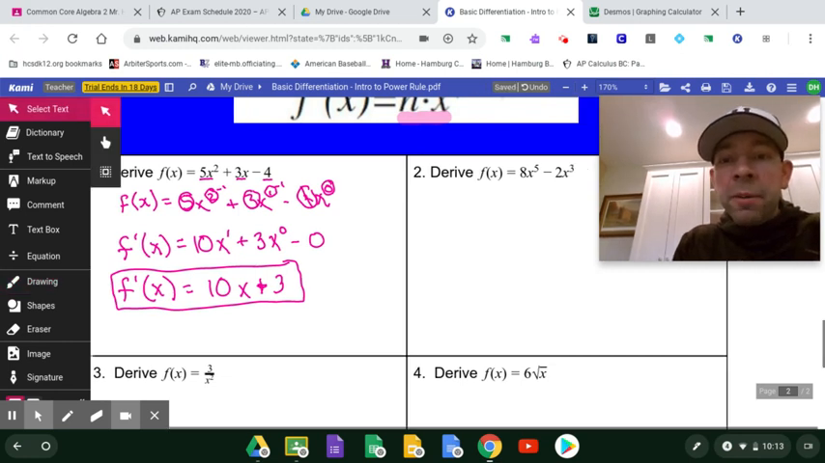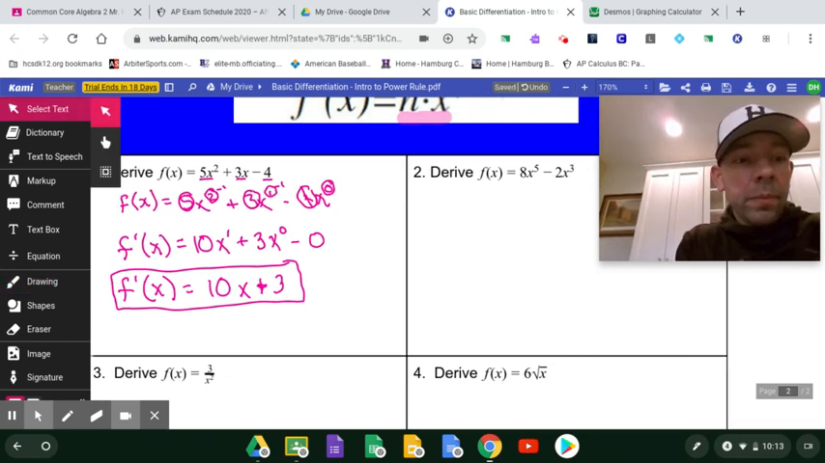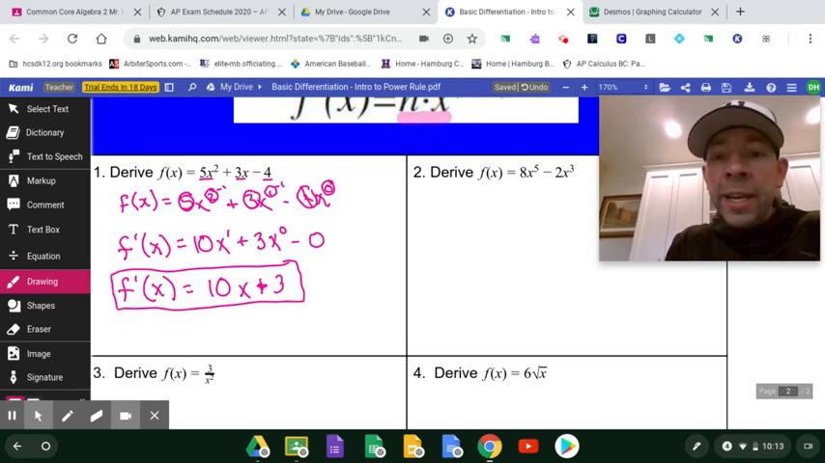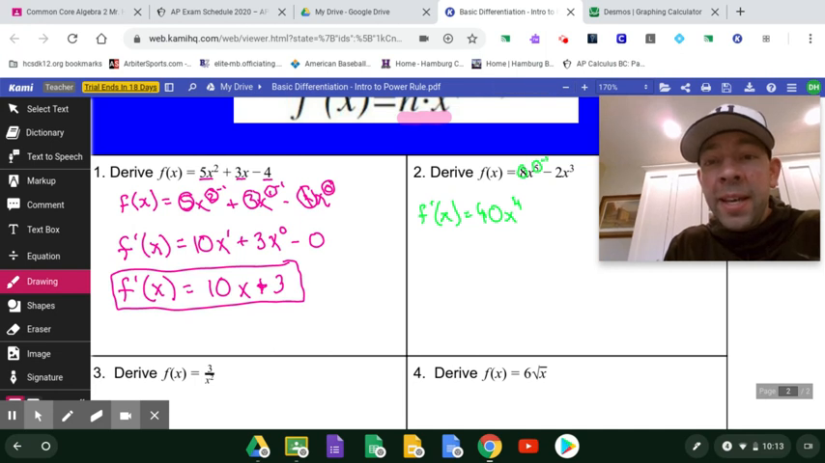Let's see if we can make room here for this next one. All right, let's pick a different color. All right, we got a little green action. All right, so here we go. I don't think I really need to rewrite it, so I'm just going to jump in and start deriving. I'm going to multiply this exponent by this coefficient to make 40. Rewrite your x, subtract 1, so your new exponent's a 4. That's it. It's that easy.